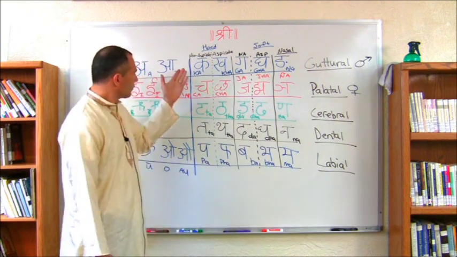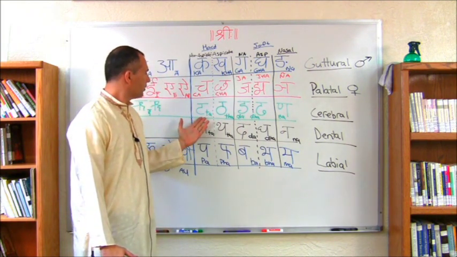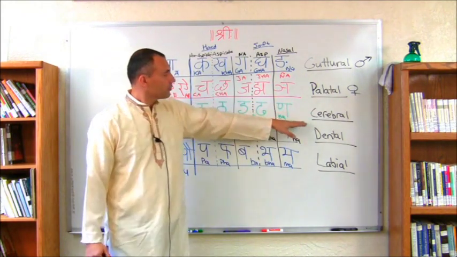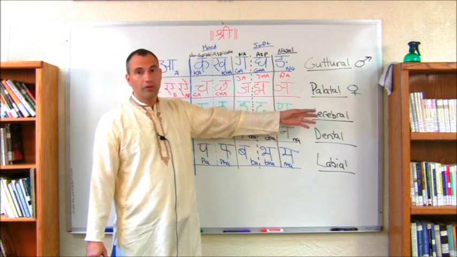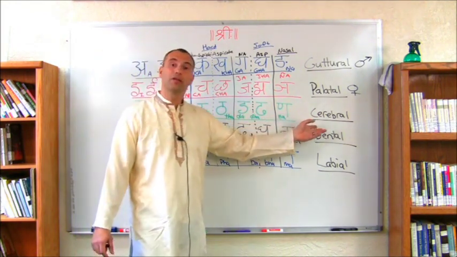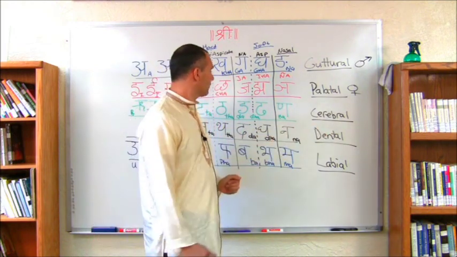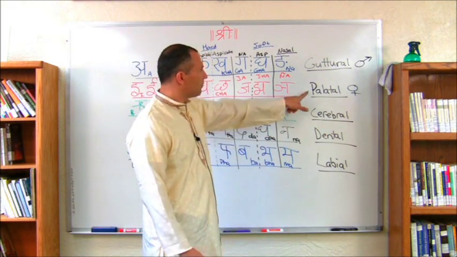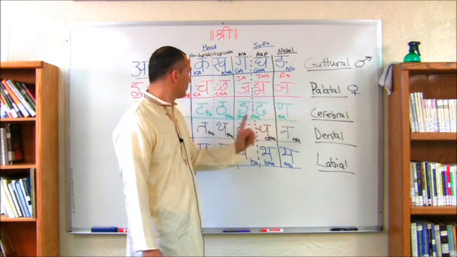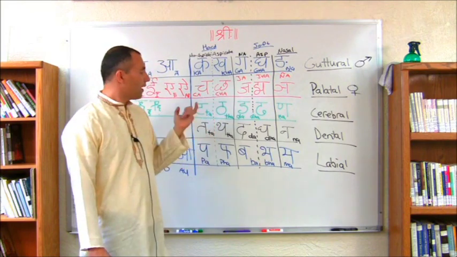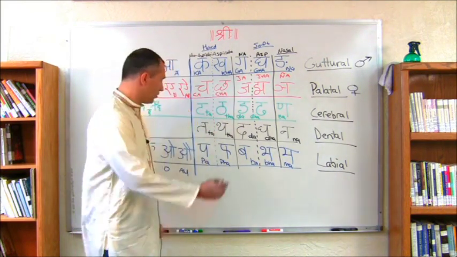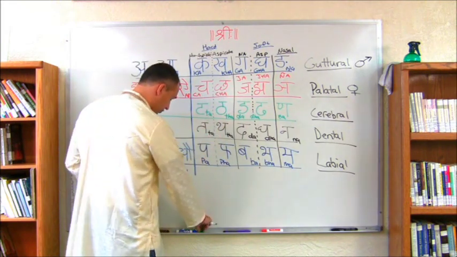Now, let's move on to the next one. This row is called cerebral or murdhanya in Sanskrit, which is there in your book. Murdhanya. This palatal was talavya. Talavya, murdhanya. Now these are all that typical Indian sound. These, when they're transliterated, all have the dot underneath.